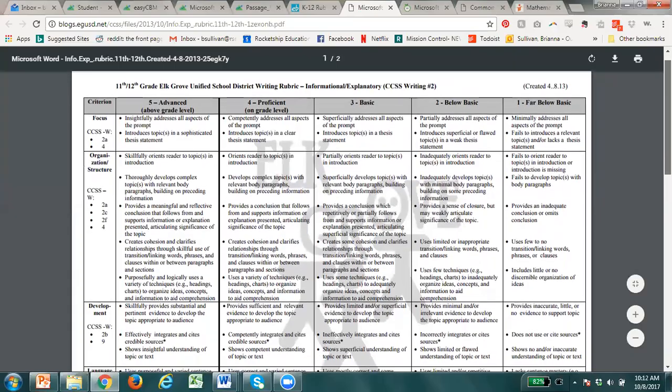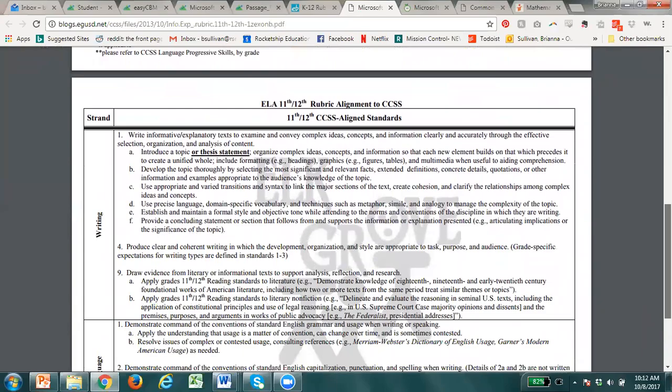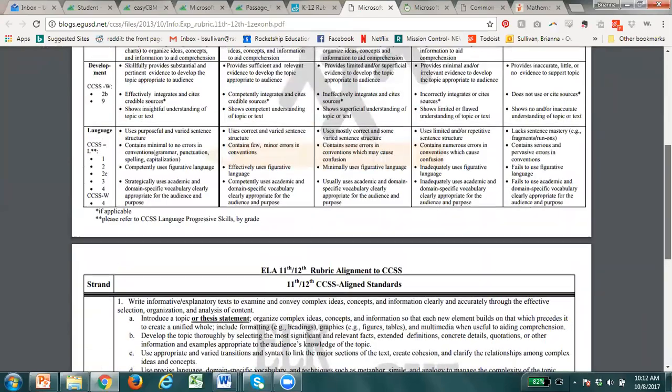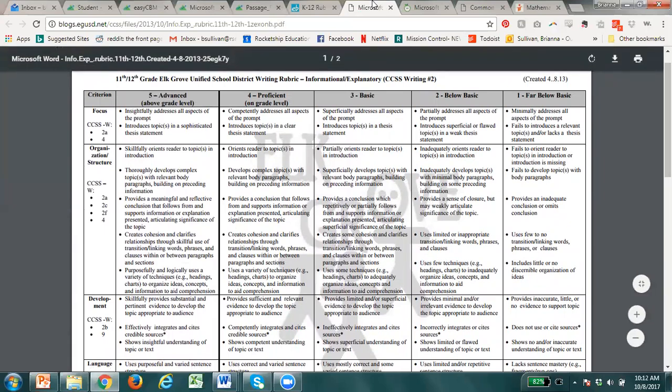This is upper grades, 11th and 12th grade. You can see it's much more detailed and broken down, but it does give us the same types of information that would allow you to rank and analyze a student's writing.